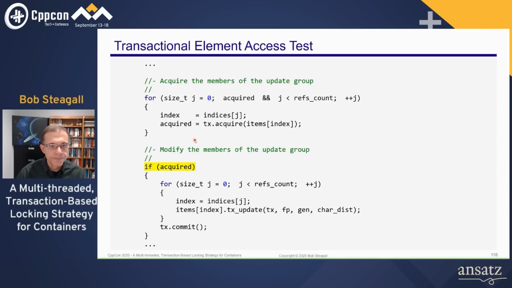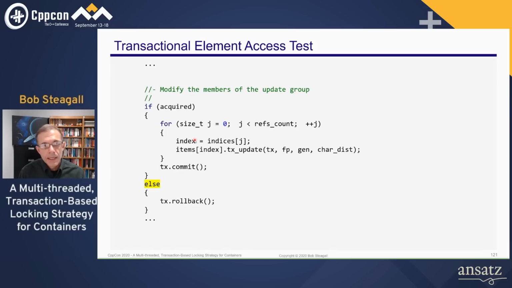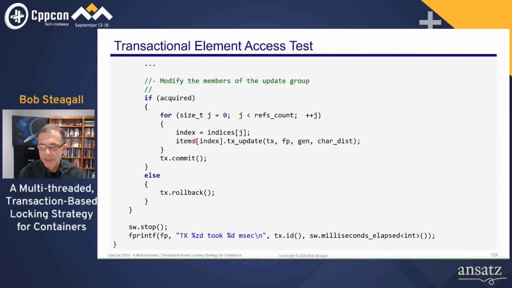If I've acquired them all, then for each item in the update group I call TX update, the transactional update function that I just showed you above. That writes data into the local buffer and the shared buffer, compares the hashes, and looks for a race. I do that until I'm done, then I commit the transaction. If I am unable to acquire all the elements in the update group, I roll back. At the end of the function, I print out statistics of how much time I spent running in the function.